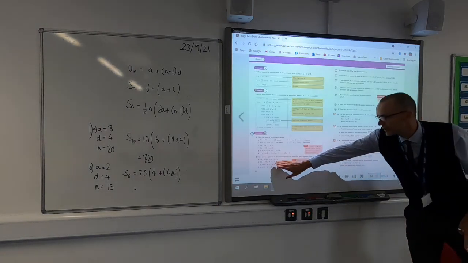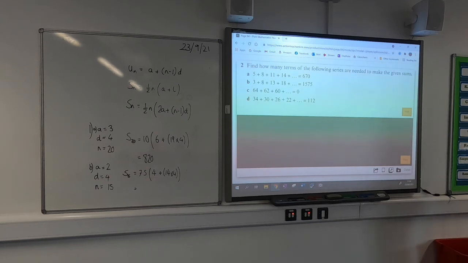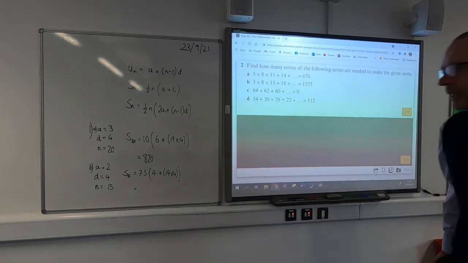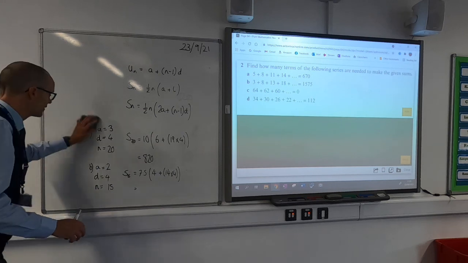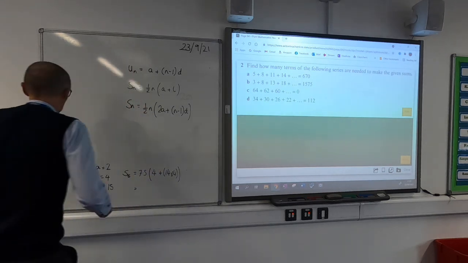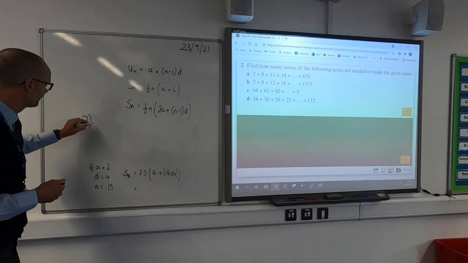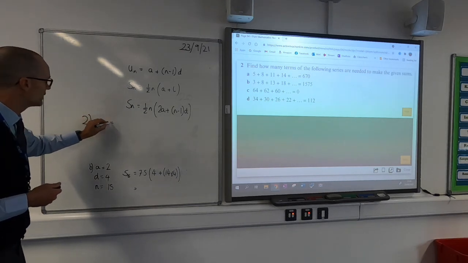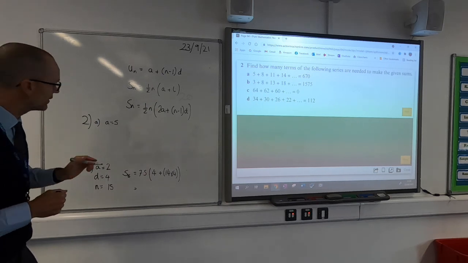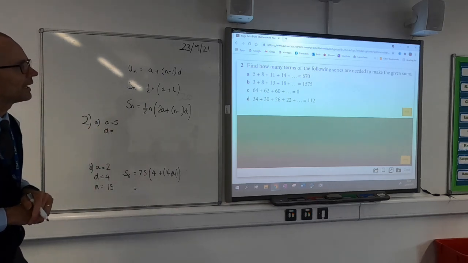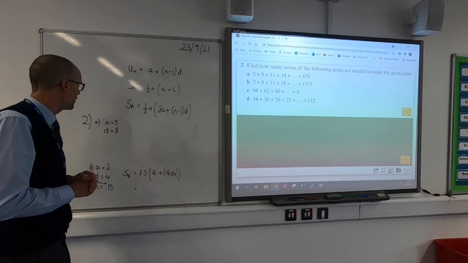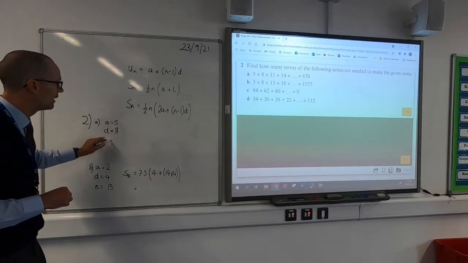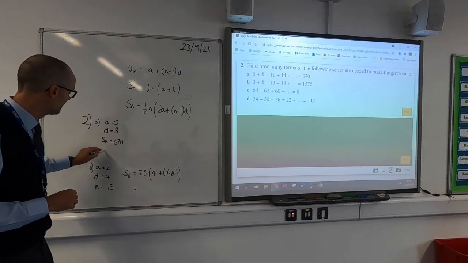Okay, still quickly, because I want to get on to some more problem-solving questions. Here's a slightly different question, where we're asked how many terms there are in this sequence. This time, I'm going to write out my parameters, but it's going to be slightly different. I know the first term, so a is 5, and I know the difference, that's 3, and I know the sum, although I don't know how far that sum goes. What I don't know is n.